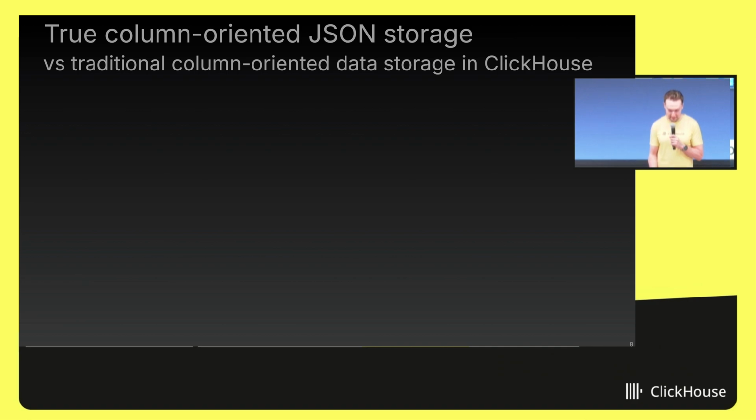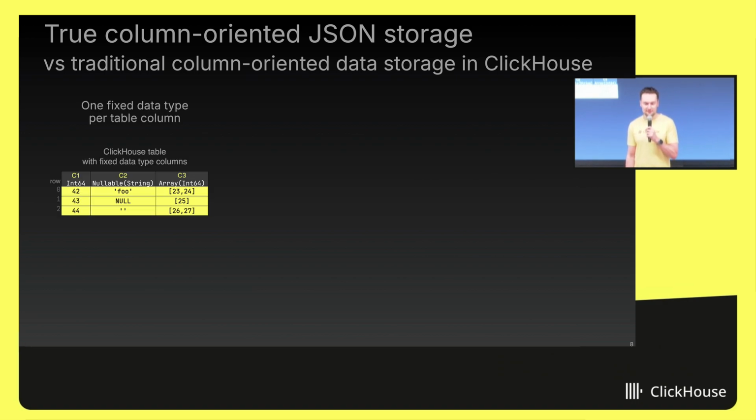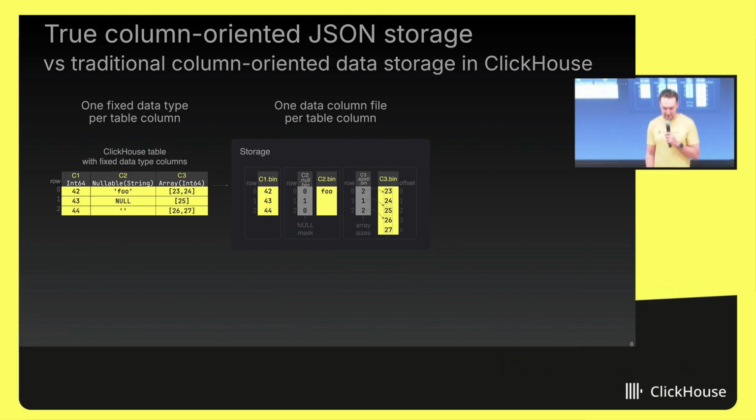But there are some challenges. The challenge is that if we define a table with explicit data types, we can have only a single data type per column. Like in this example, column 1 with Int64, column 2 with Nullable String, column 3 with Array of Int64. Then it will be stored in separate files, and some data types can be stored in a few files. For arrays, we have one file with values from all of these arrays, and another file with offsets inside the column, actually with array sizes. For nullable, we have the data file and the file with the null mask.